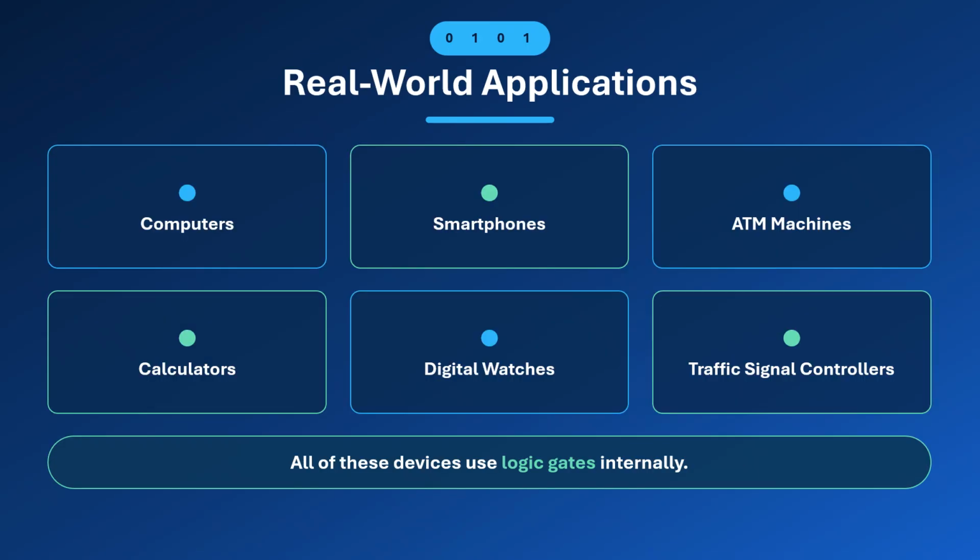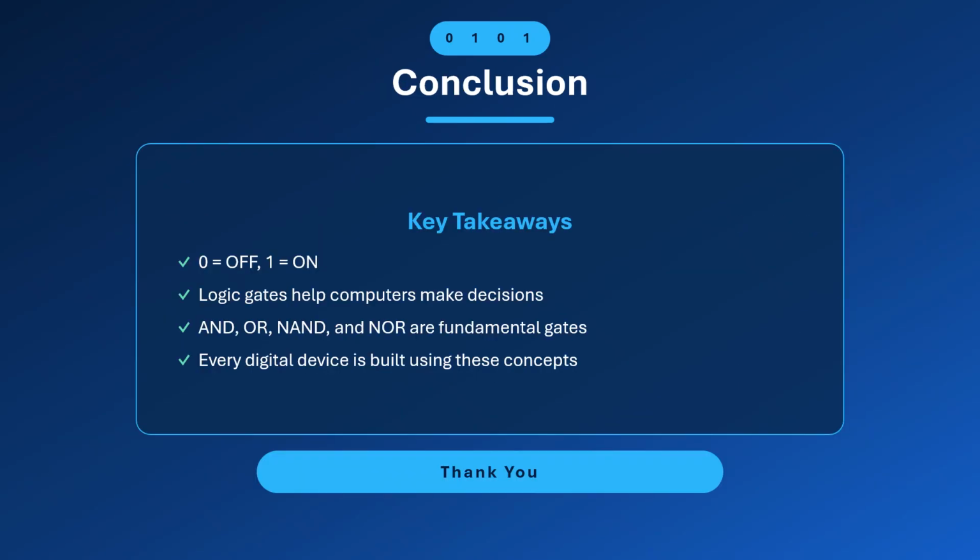Real world applications: computers, smartphones, ATM machines, calculators, digital watches, traffic signal controllers. All of these devices use logic gates internally. Conclusion, key takeaways: 0 is equal to off, 1 is equal to on. Logic gates help computers make decisions. AND, OR, NAND and NOR are fundamental gates. Every digital device is built using these concepts.